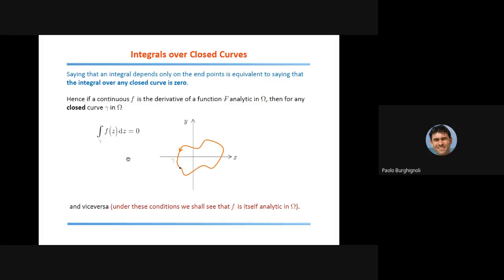So, if our function is the derivative of an analytic function capital F inside our open set omega of the plane, then we have the additional result that its integral along any closed curve must be equal to 0. And as I said, under these conditions, f of z itself is an analytic function. But we will need some more results to prove the latter statement.